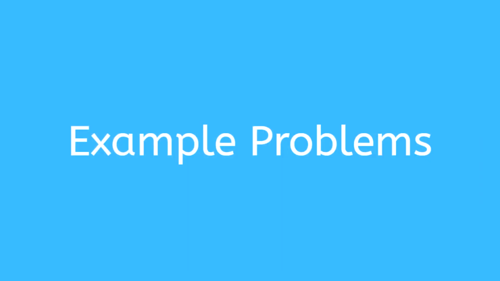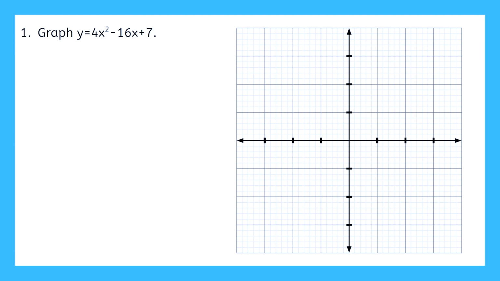Now that we have a better understanding of what we need to graph a parabola, let's try 2 example problems. This problem says to graph y equals 4x squared minus 16x plus 7. We saw earlier that you'll need the vertex and ideally 4 other points to plot this graph accurately. With that in mind, pause the video here and try this problem on your own first.